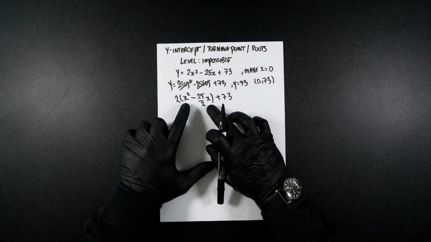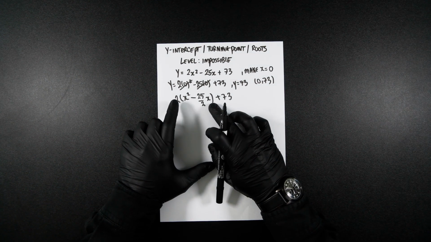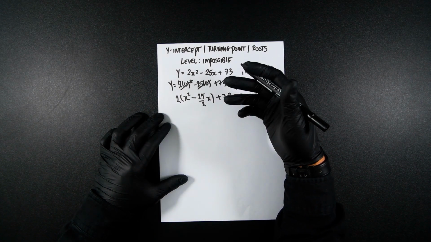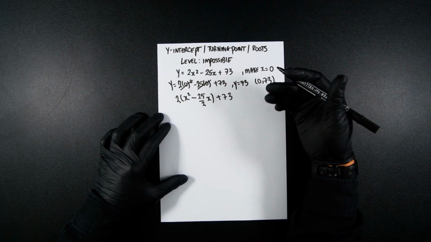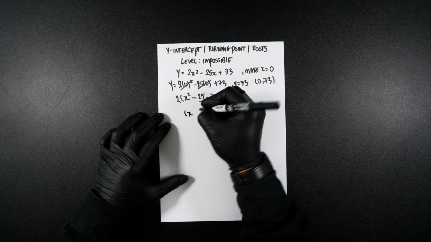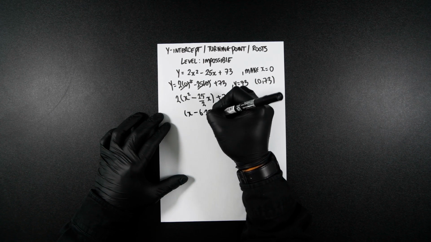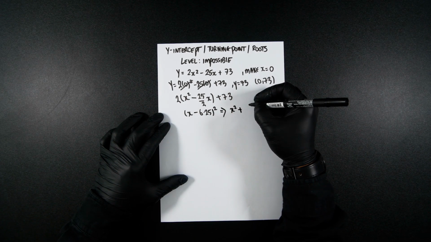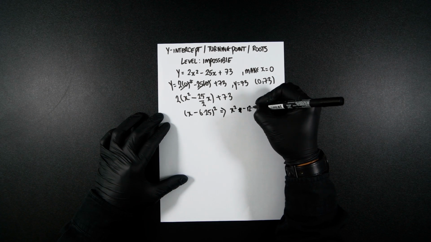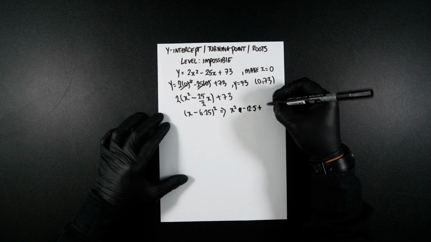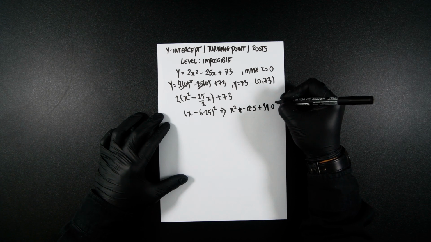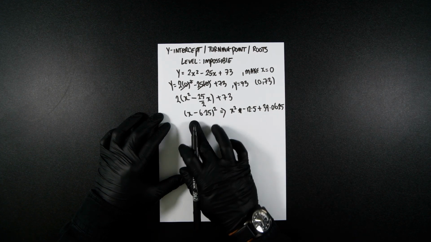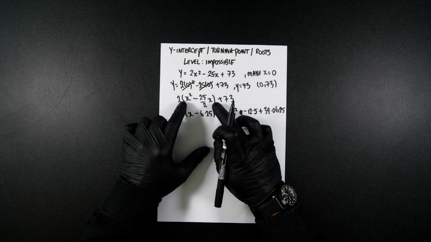We can now complete the square on this, leaving this 2 outside. So half of 25 over 2, which is minus 12.5, would be minus 6.25. So this would be x minus 6.25 all squared. This expanded is x squared minus 12.5 plus 39.0625. So all we would need to do is subtract this from this, so that looks like that.